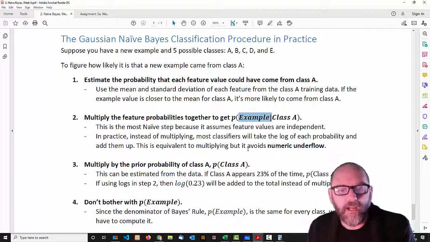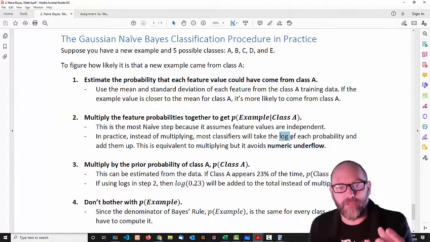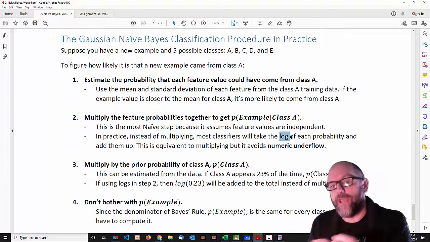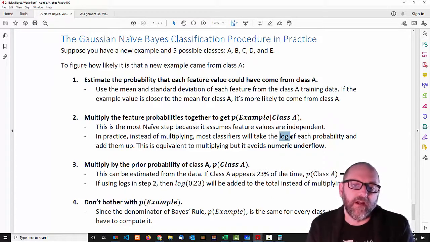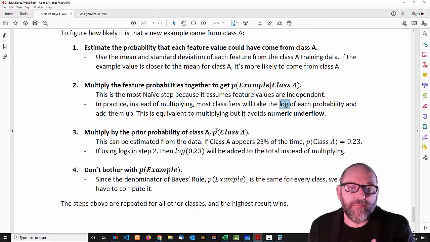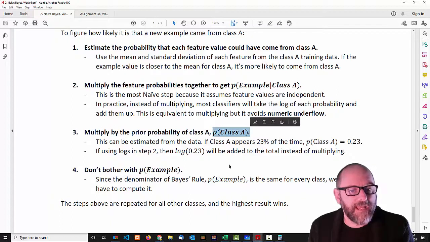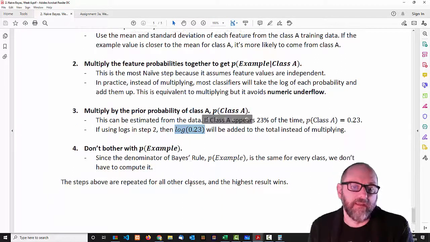It just becomes 0. So often they use the logs. I don't know if you remember how logs work, but if you want to multiply 2 numbers, you can take the log of both numbers and add them, and then take the inverse log to get the answer. So they often work with log probabilities, which avoids numeric underflow. And then you multiply that by the prior probability of each class. If you're using logs, you'll just add the log of that.